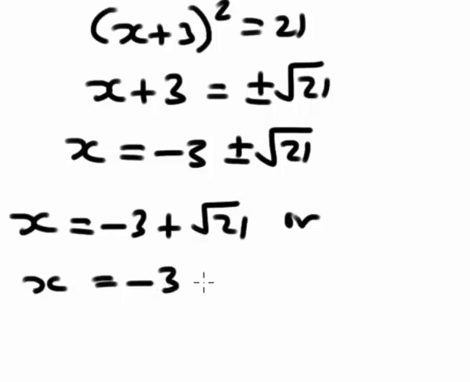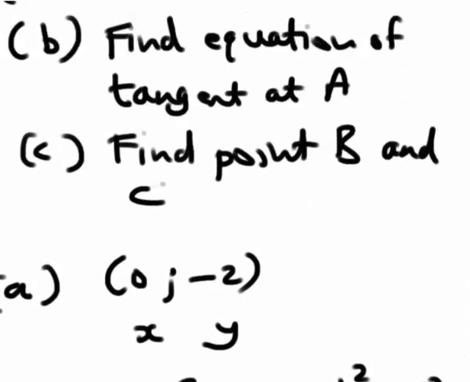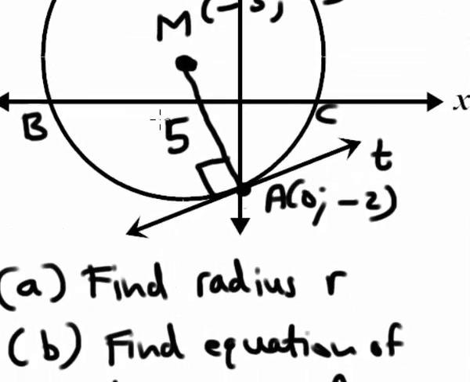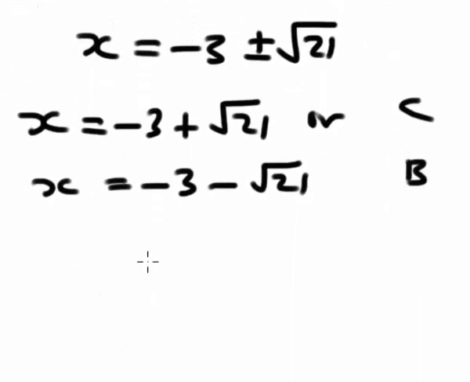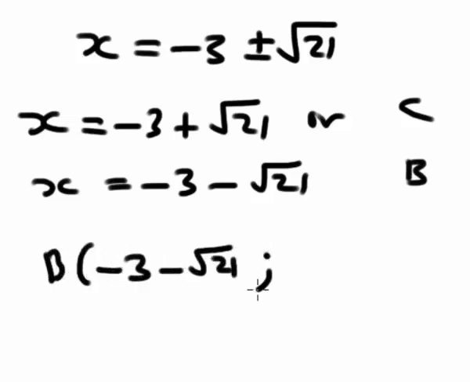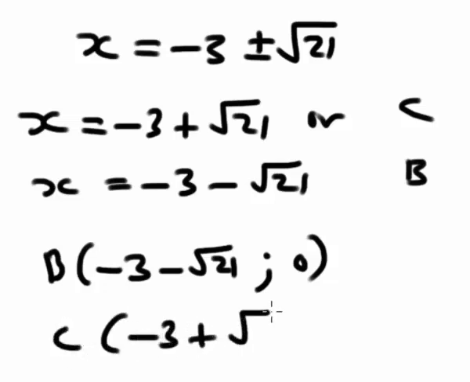x is -3 minus the root of 21. Now this is exclusively negative, so I think that's where B is going to be, and C would be the square root of 21 minus 3, which is positive. So if you look at the diagram, B is the negative one and C is the positive one. So what are the x-intercepts there? B would be (-3 minus root 21, 0), and C would be (-3 plus the square root of 21, 0), and there you've got your x-intercepts.